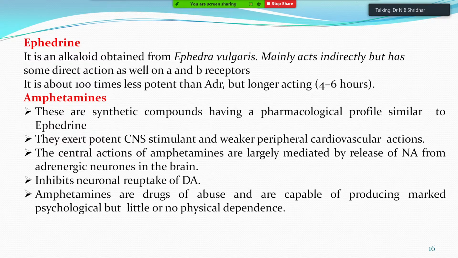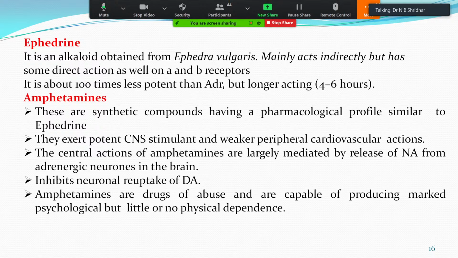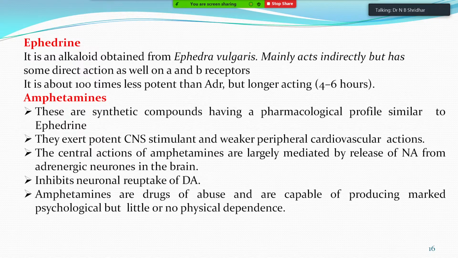It is also 100 times less potent than adrenaline, but its action is long lasting, 4 to 6 hours, whereas the action of adrenaline is very short, maybe 1 or 2 minutes. Its metabolism is also fast, not as fast as acetylcholine, but it's fast. And amphetamines like ephedrine, amphetamine, etc., are commonly used for the purpose of bronchodilation.